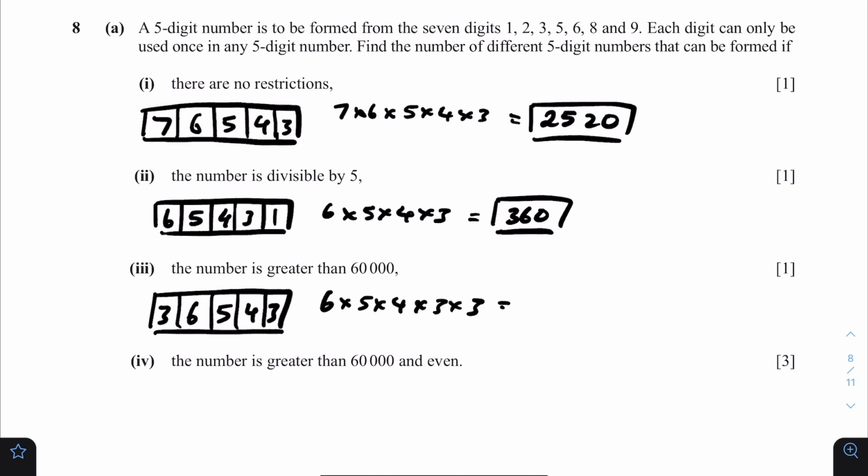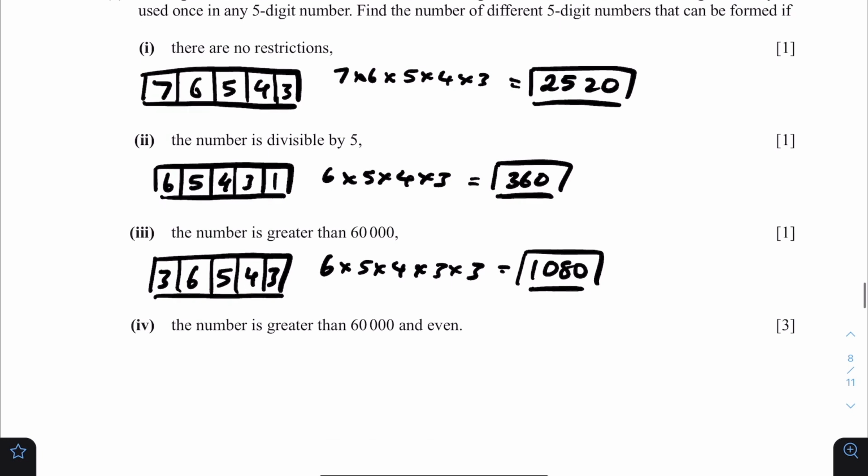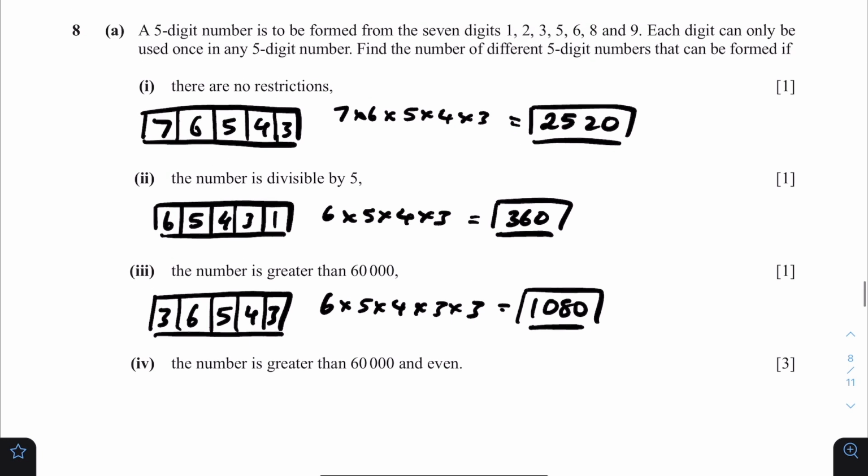And that's equal to 1,080. All right, and now you have the final problem, which is actually the hardest of the lot. So the number is greater than 60,000 and even. So there are 2 options here, and you should articulate both of them.